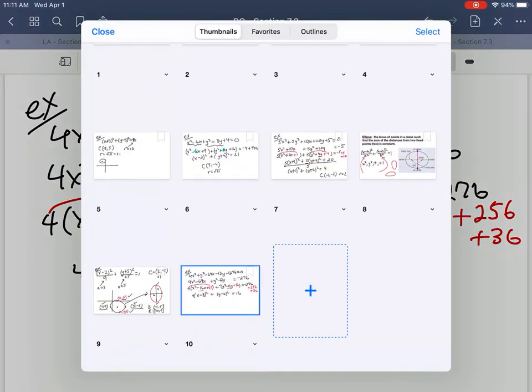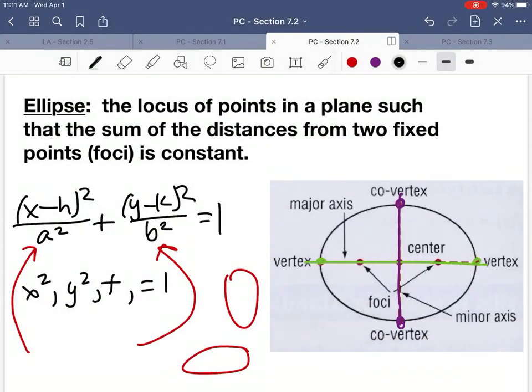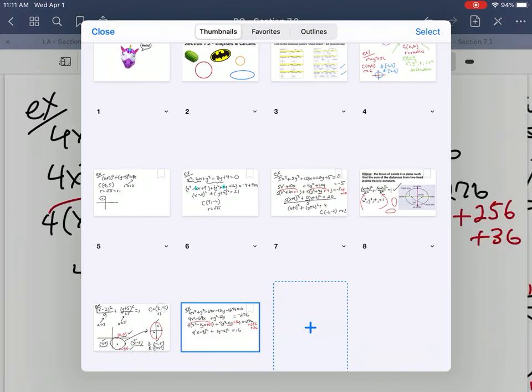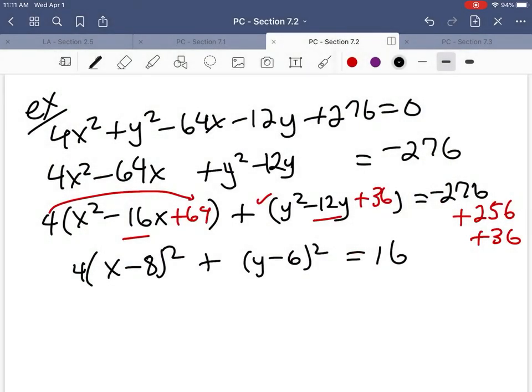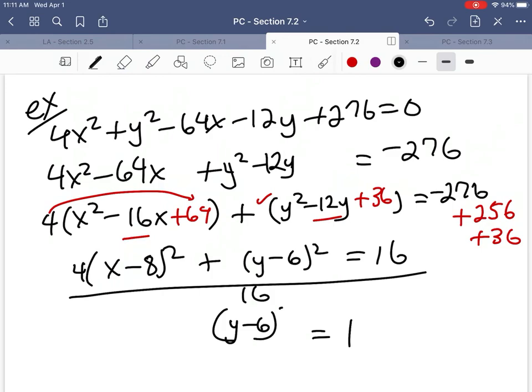Now, remember, the general format for this is always equal to 1. So I have to divide my equation so that the right side becomes 1. I need to divide everything by 16. On the right side, 16 divided by 16 is 1. The y minus 6 part just keeps the 16. And over here, 4 and 16 reduce to 1/4. So that's going to be x minus 8 squared over 4.